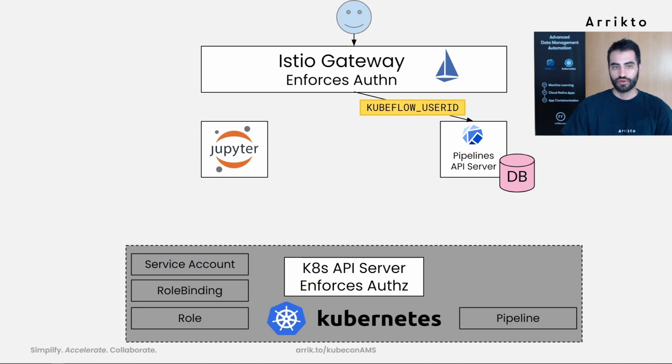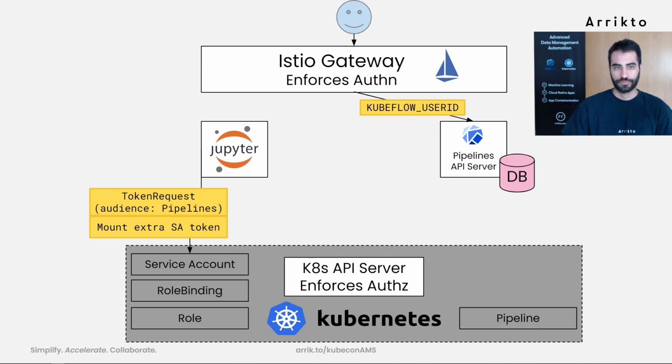When inside a workload with no human interaction, for example a Jupyter notebook, we can authenticate in 2 ways. We can authenticate with a service account token with a custom audience issued with a token request API call. After issuing the token, we send it via the authorization bearer header in HTTP requests to the Pipelines API server. Finally, we can authenticate via Istio MTLS if that's available for our workload.